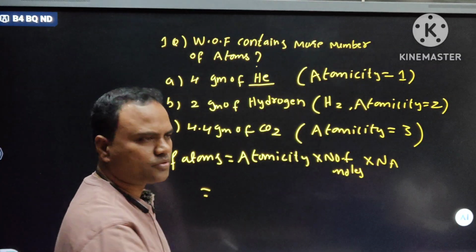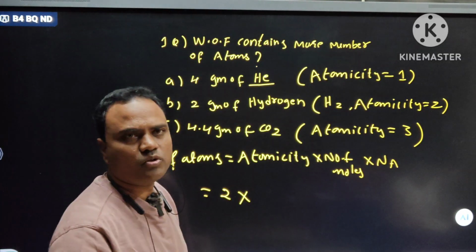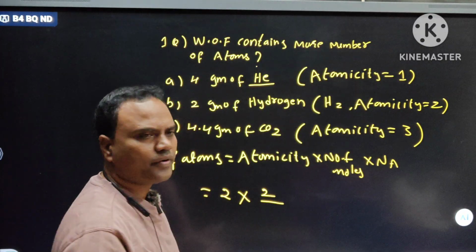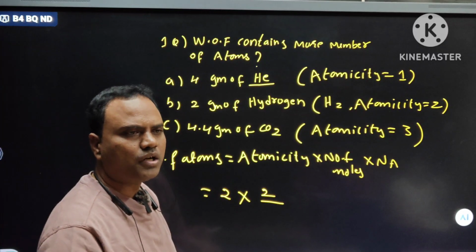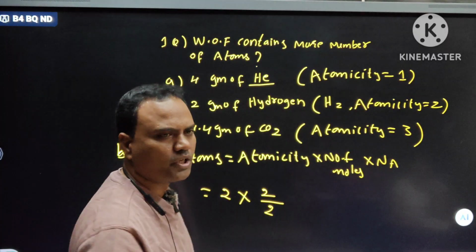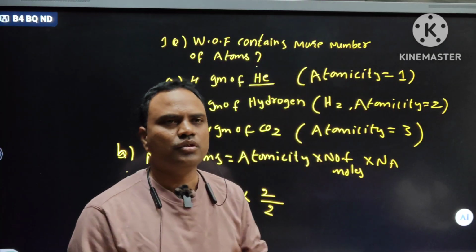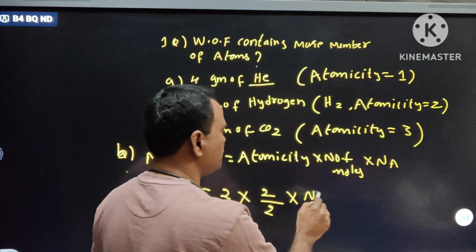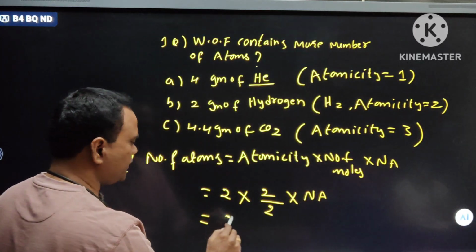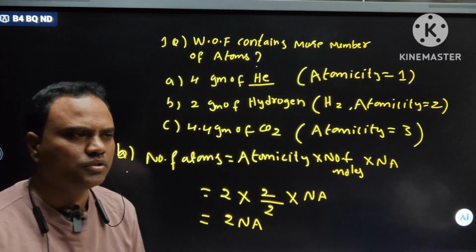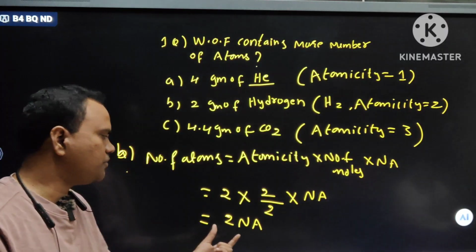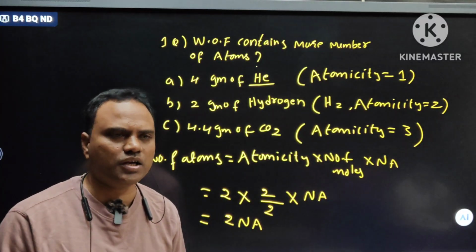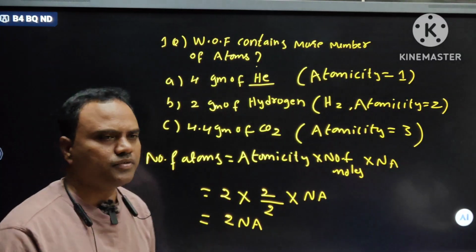For the second option, calculate the number of atoms. Atomicity: hydrogen is H2, so 2 into number of moles. What is the formula? Weight by gram molecular weight. 2 by gram molecular weight of hydrogen. Hydrogen gram molecular weight is 2 only. H2: hydrogen atomic weight is 1, 1 plus 1, 2. And Avogadro number Na. So the 2 will get cancelled, and we get 2 Na. So for the second option, 2 into Avogadro number atoms are present. Compared to the first option, this has more number of atoms. Okay.